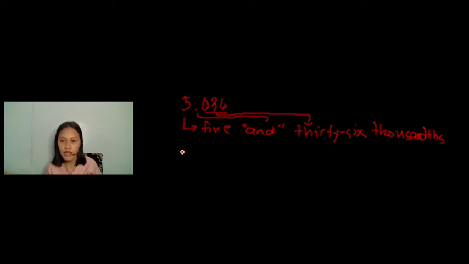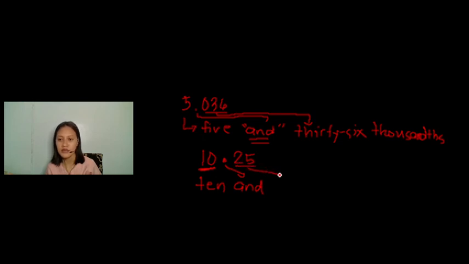Another example, if we have 2 digits, let's say 10.25. For the whole number first, rewrite the word form of the whole number. So, that is 10. And then, how do we read or write the decimal point? Read and write it as "and." And then, for the decimal numbers, apply what we first learned. Read as if you're reading a whole number. So, 25.